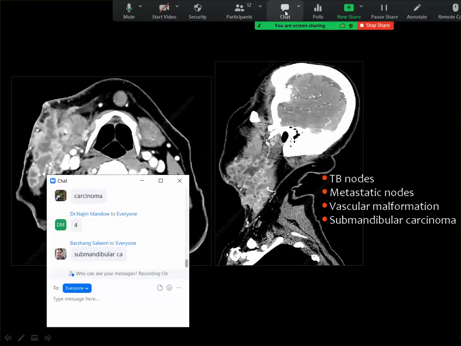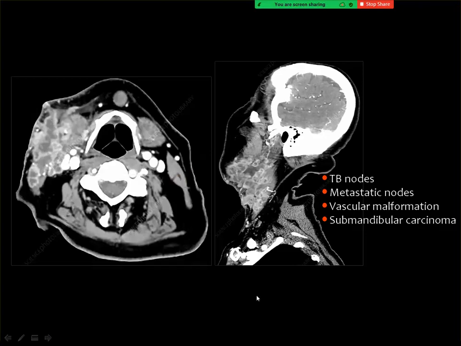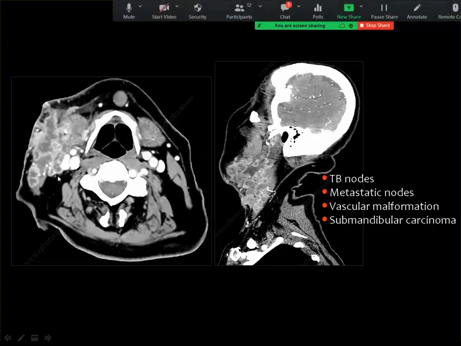And yes, someone said that this is carcinoma, submandibular carcinoma. Actually, if you look carefully, you can see that the submandibular gland is a little bit seen through the lesion. And you know that one of the groups of lymph nodes in the neck are those which are located in the region of the submandibular salivary gland.